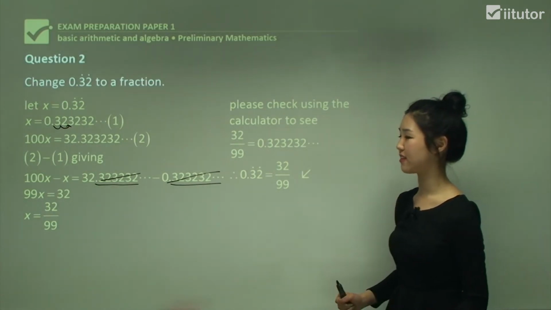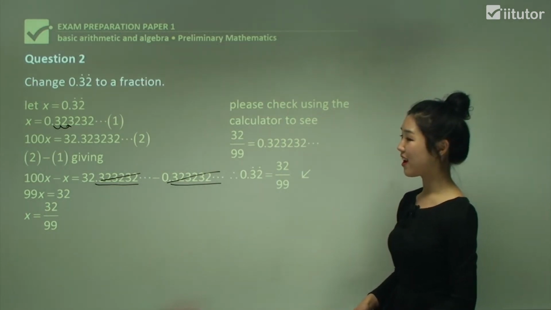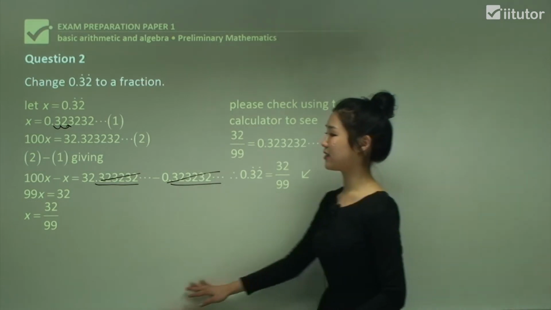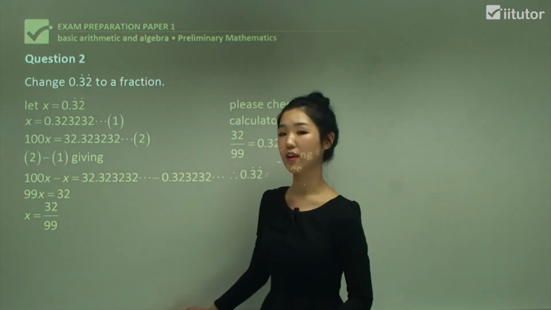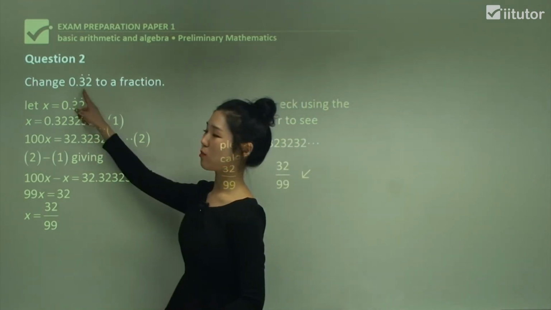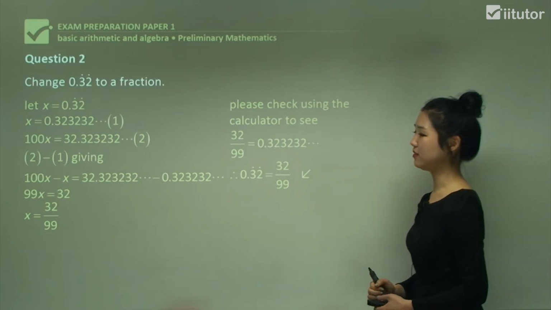It just takes a few seconds, so you might as well do it just to ensure you're getting full marks for this question. Okay, so the only difference here was that I'm multiplying by 100 instead of 10. Okay, and that's usually the case when you have 2 recurring decimals. Okay, so hopefully that's pretty easy as well.